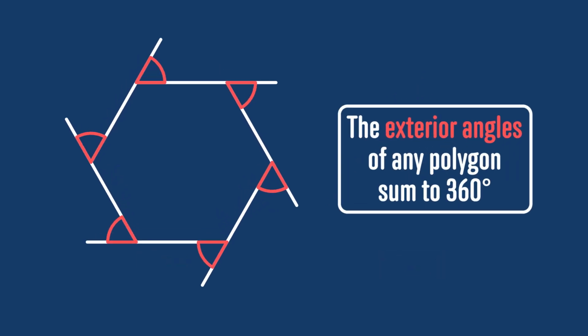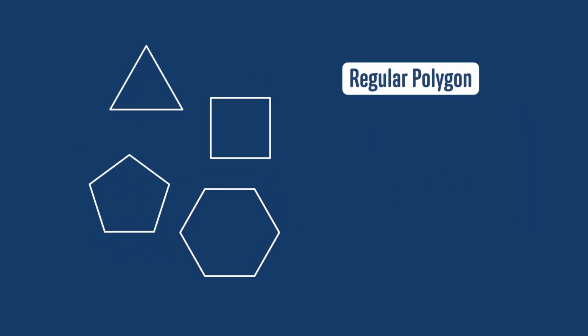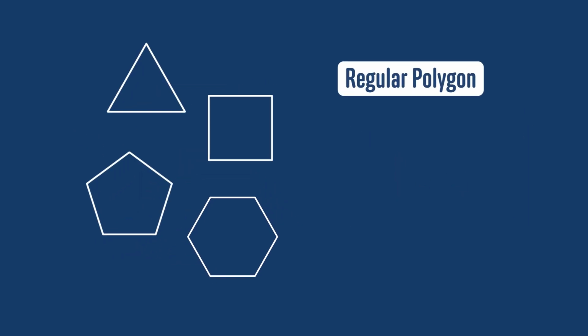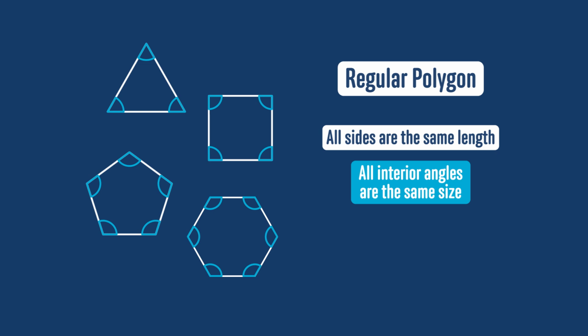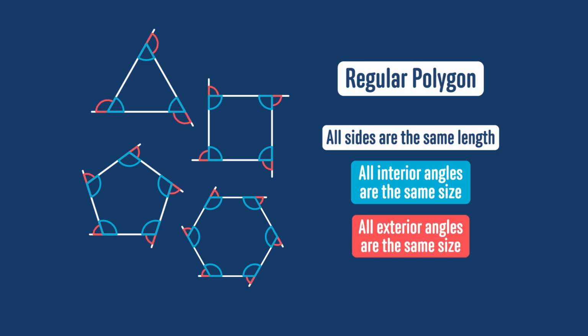The fact that the exterior angles sum to 360 degrees is particularly useful when the polygon we're looking at is regular. A regular polygon is a shape where all the sides are the same length and all of its interior angles are the same size too. That will mean that all of its exterior angles are the same size as well.